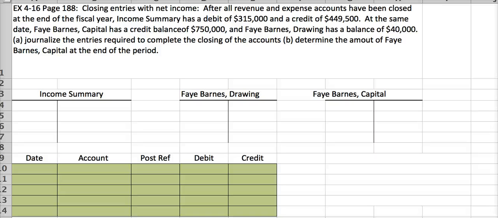Okay, this is an example of a closing process problem, and instead of asking you to start from the very beginning, it actually asks you to start from about step 3. So let's just talk about what those steps are in the closing process.